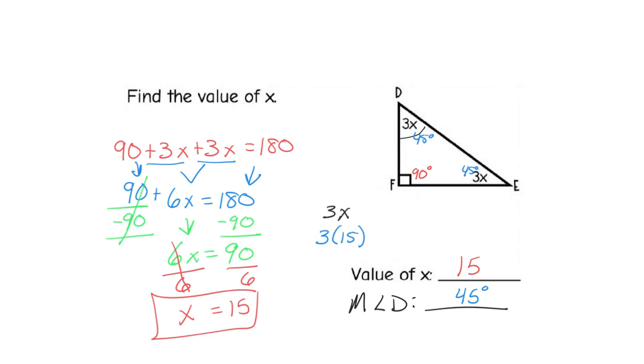Now, if this is true, let's go 45 plus 45 plus 90. Does that equal 180? And you can do it long-handed, you can punch it into the calculator, but it does indeed equal 180 degrees. Okay, so that absolutely is correct.